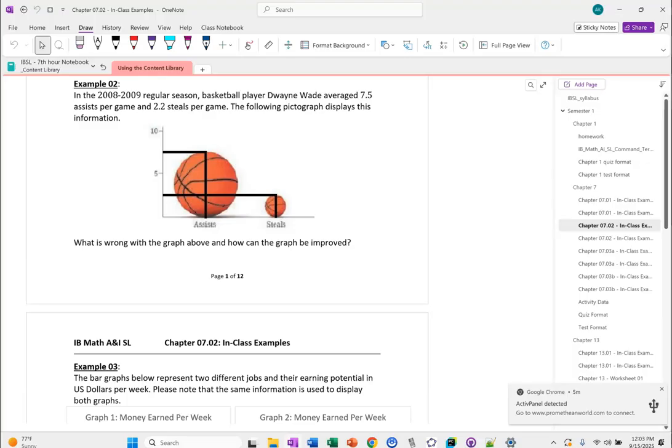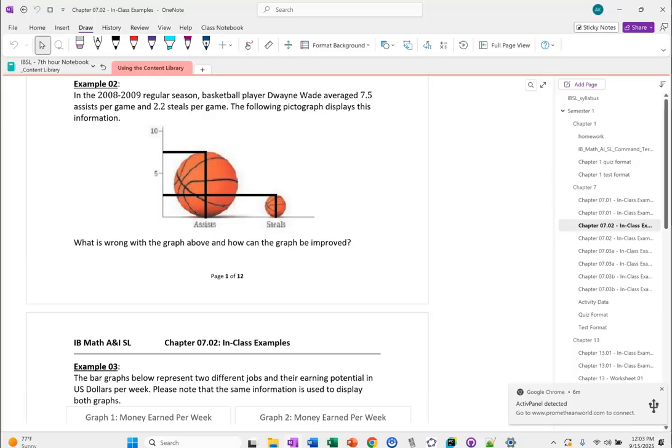Yeah, so it's misrepresentative, right? If we look at the numbers, your assist to steal ratio is right around 3, right? How many of those little basketballs do you feel like can fit in the big basketball? Like 9 or 10 maybe, right? So it's misrepresentative of what's going on. His assists are really only 3 times his steals. It looks like his assists are 9 or 10 times his steals. Everybody kind of see what I mean there?